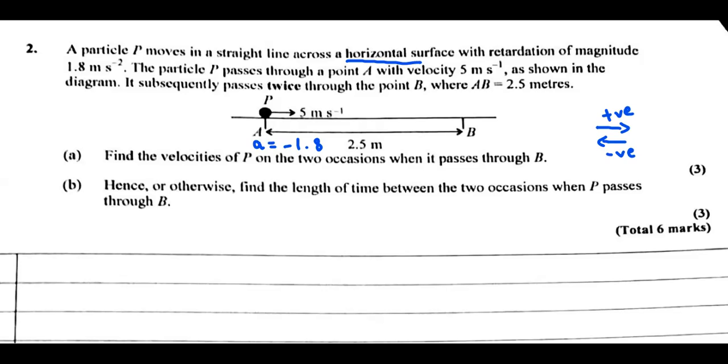The particle passes through a point A with velocity 5 meters per second as shown in the diagram. It subsequently passes twice through the point B, where AB is 2.5 meters. For now, let's keep this on hold and then we'll talk about it later. Find the velocities of P on the two occasions when it passes through B. And then the second part says, find the length of time between the two occasions when P passes through B. Now, what exactly are these two occasions? They are trying to tell us that this particle will pass over point B twice.